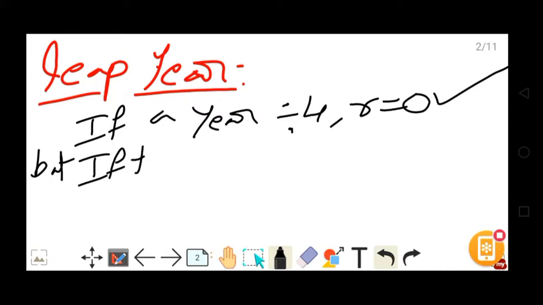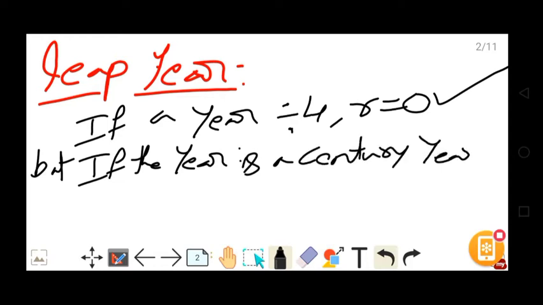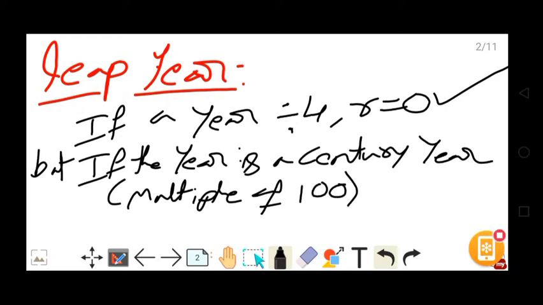If the year is a century year, that is nothing but a multiple of 100. Century means, like in cricket, a century is 100. Multiples of 100 means 100, 500, 700, 1000, 1200, 1500, all the numbers that are multiples of 100. It should be divisible by 400 having remainder 0.